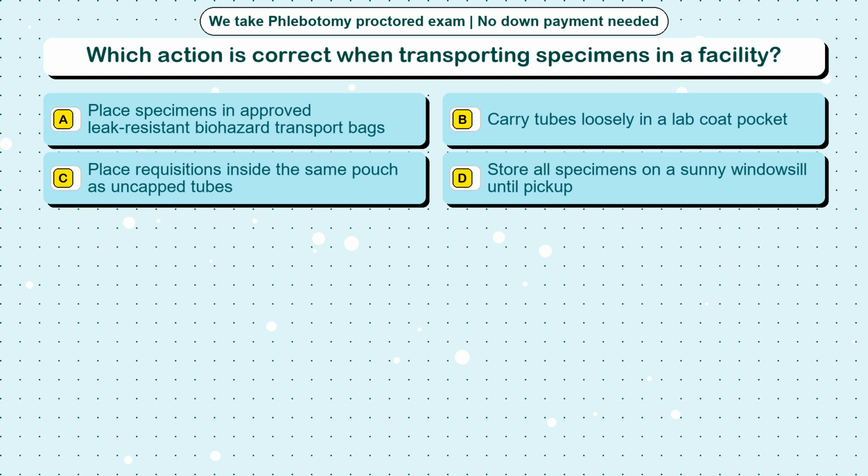Question 6. Which action is correct when transporting specimens in a facility? Option A. Place specimens in approved leak-resistant biohazard transport bags. Option B. Carry tubes loosely in a lab coat pocket. Option C. Place requisitions inside the same pouch as uncapped tubes. Option D. Store all specimens on a sunny windowsill until pickup.